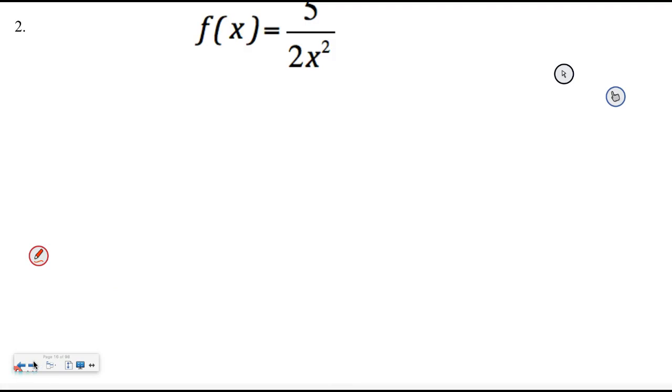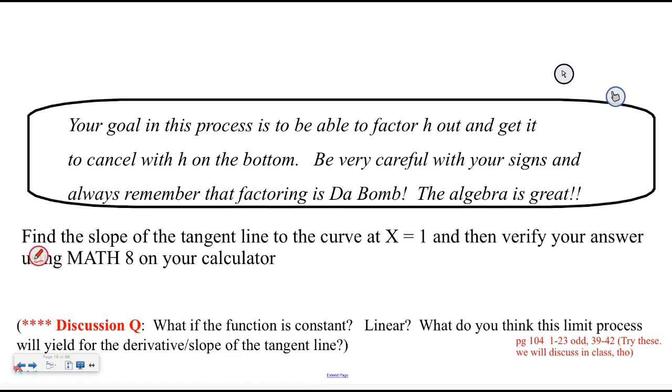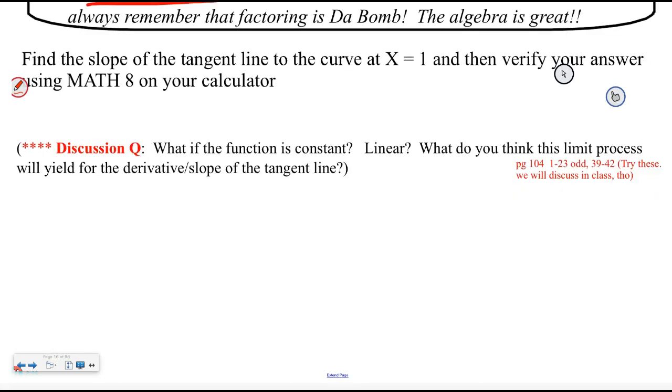This one's really similar to the one I'm going to do, example number 5, in your notes. So, on your homework assignment, problem number 5. So I'm just going to leave that one undone for now. It says, remember your goal in this process. We want to be able to factor that h out and get it to cancel with h on the bottom. Be very careful with your signs, and always remember factoring's awesome and your algebra needs to be great.